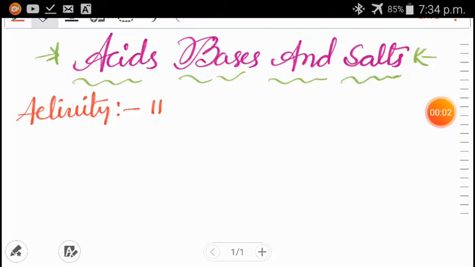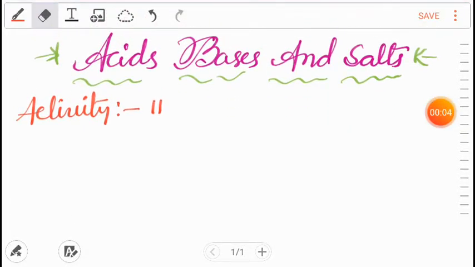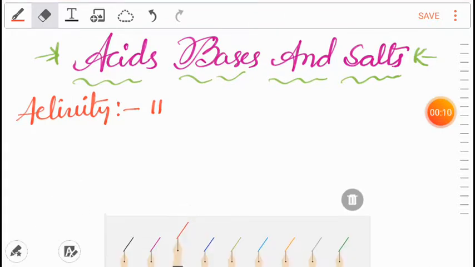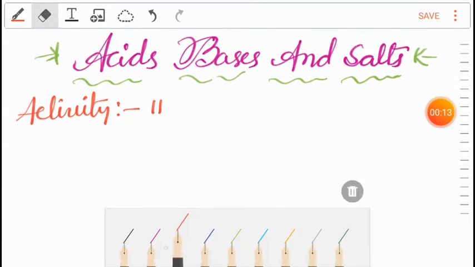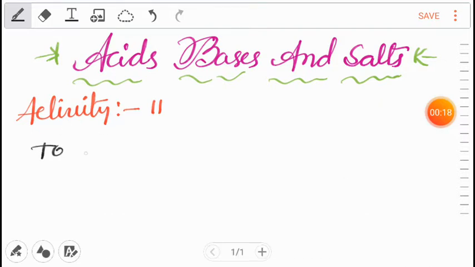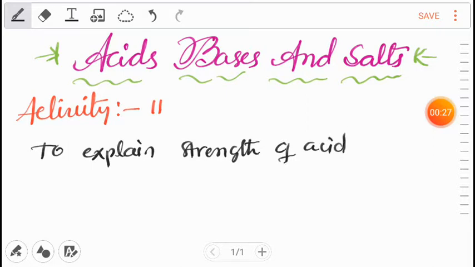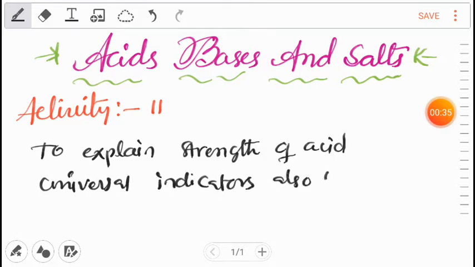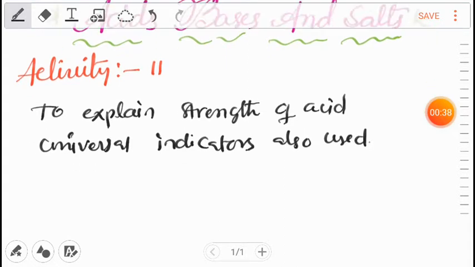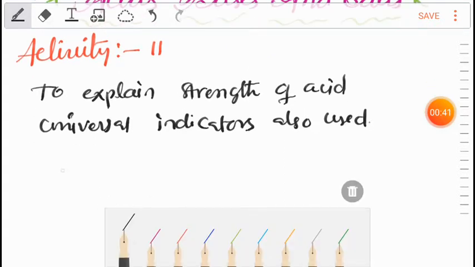Students, to explain the strength of the acid, universal indicators are also used. Under activity 11, I'm going to explain one of the universal indicators, that is the pH indicator. So pH paper is one of the universal indicators.